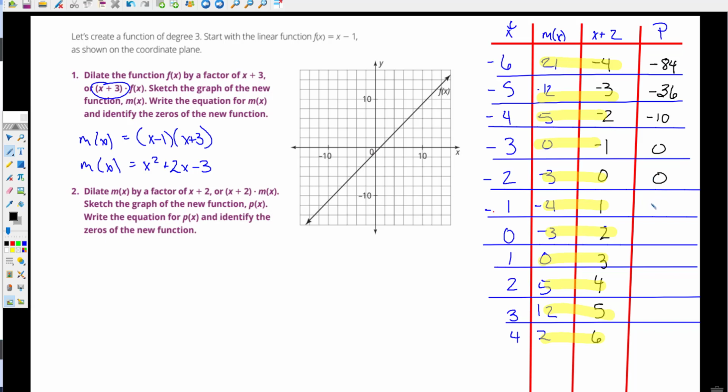Negative 4 times 1? Negative 3 times 2? 0 times 3? 5 times 4? And 12 times 5? And 2 times 6.